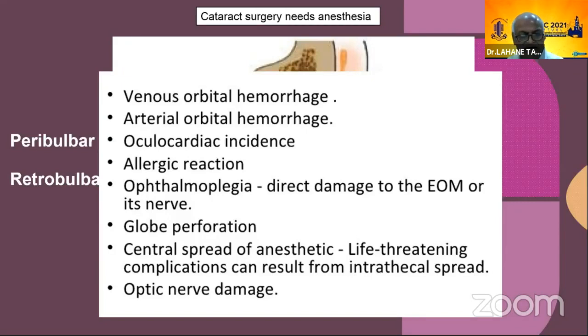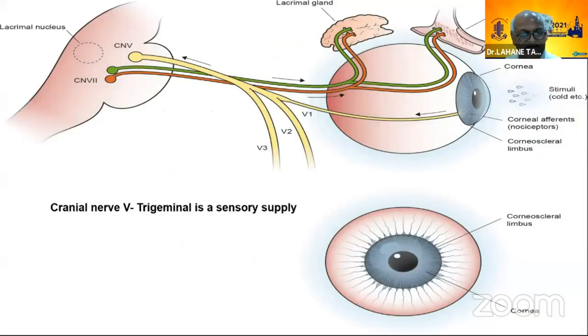intrathecal spread and optic nerve damage. So that can happen because of the complications of anesthesia. And you must know the sensory nerve. Now this is cranial nerve 5. Trigeminal is the sensory supply, and you will see the sensory supply is going to the cornea.